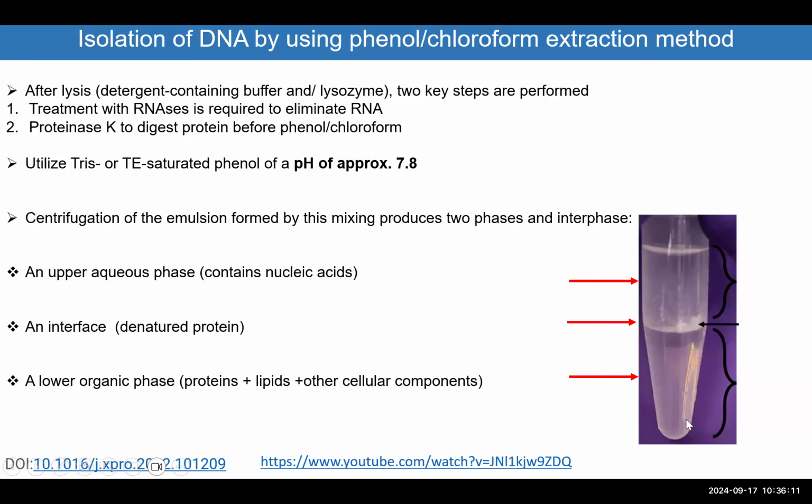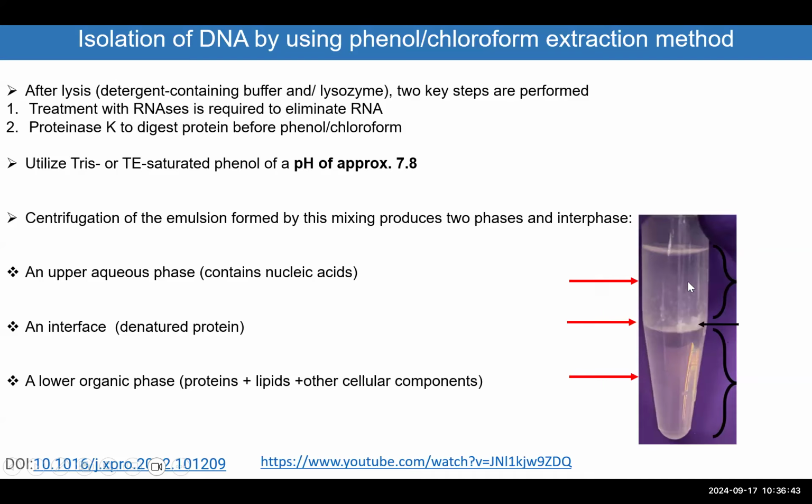So these are the phases that we were talking about. If you perform the steps as I explained, then you centrifuge, then you will have this upper phase, which is the aqueous phase. Most of the DNA is there. DNA and RNA are there in case of 7.8 pH. You have a separation of the interface, where denatured proteins mostly stay. And the rest of the proteins and other components would be in the organic phase down there.